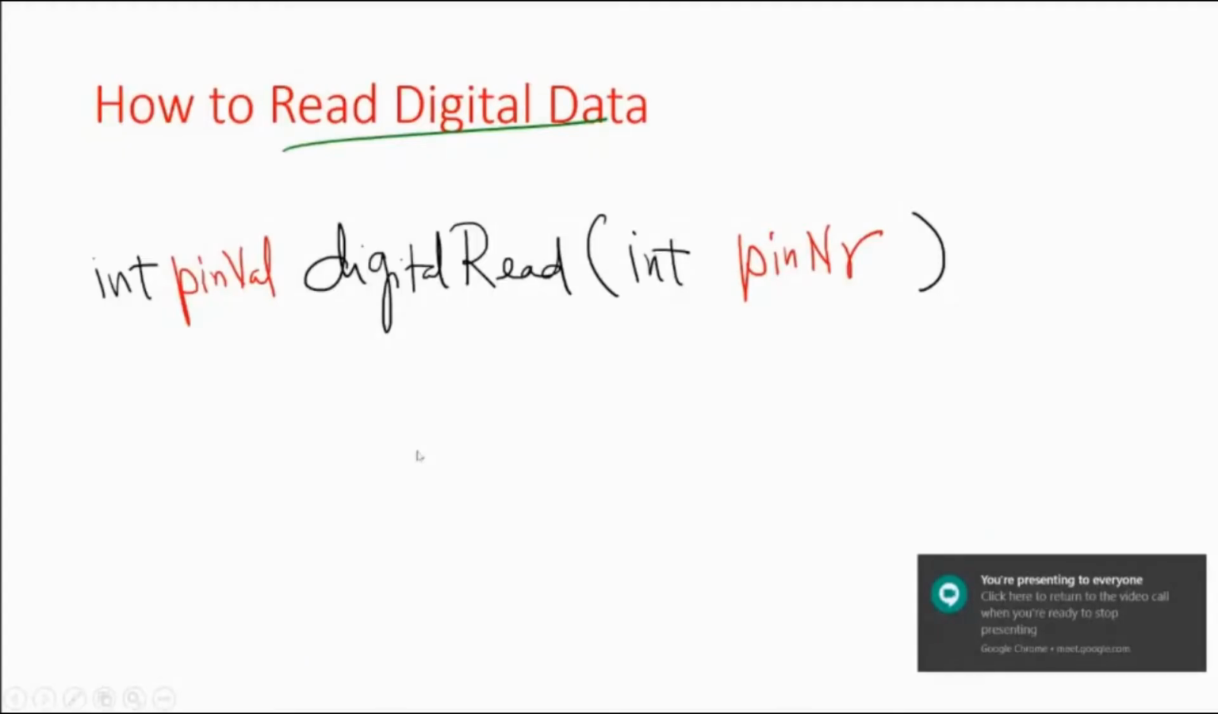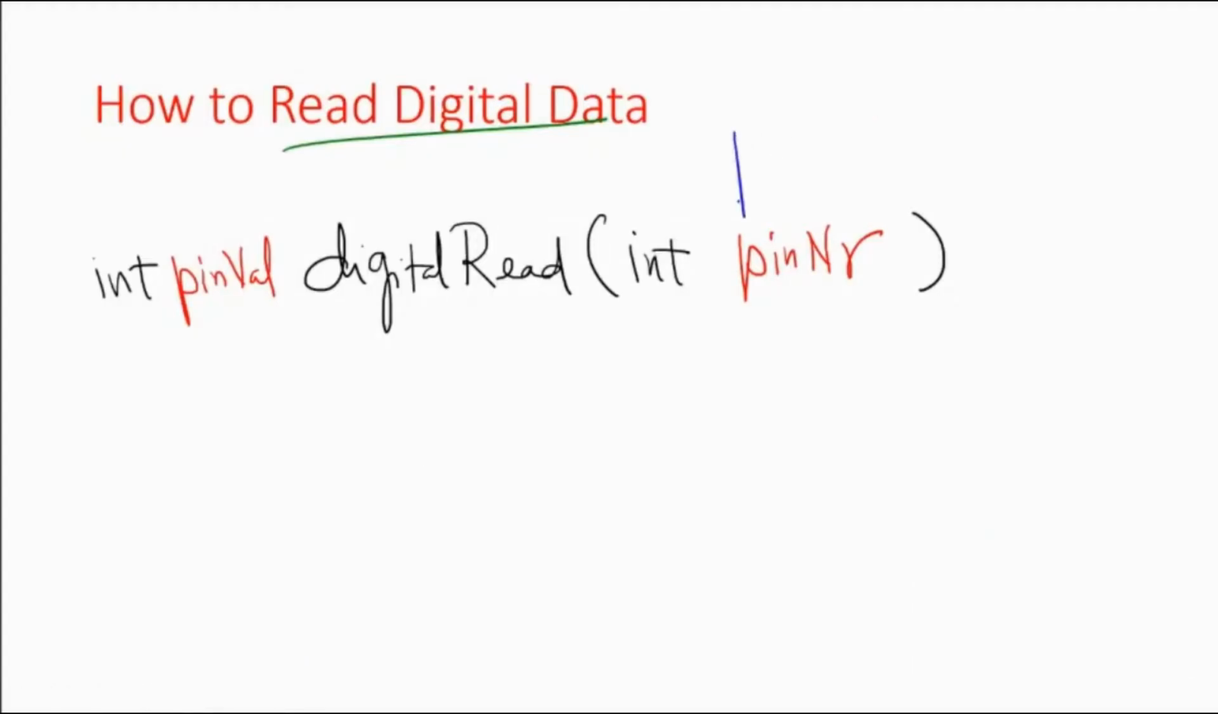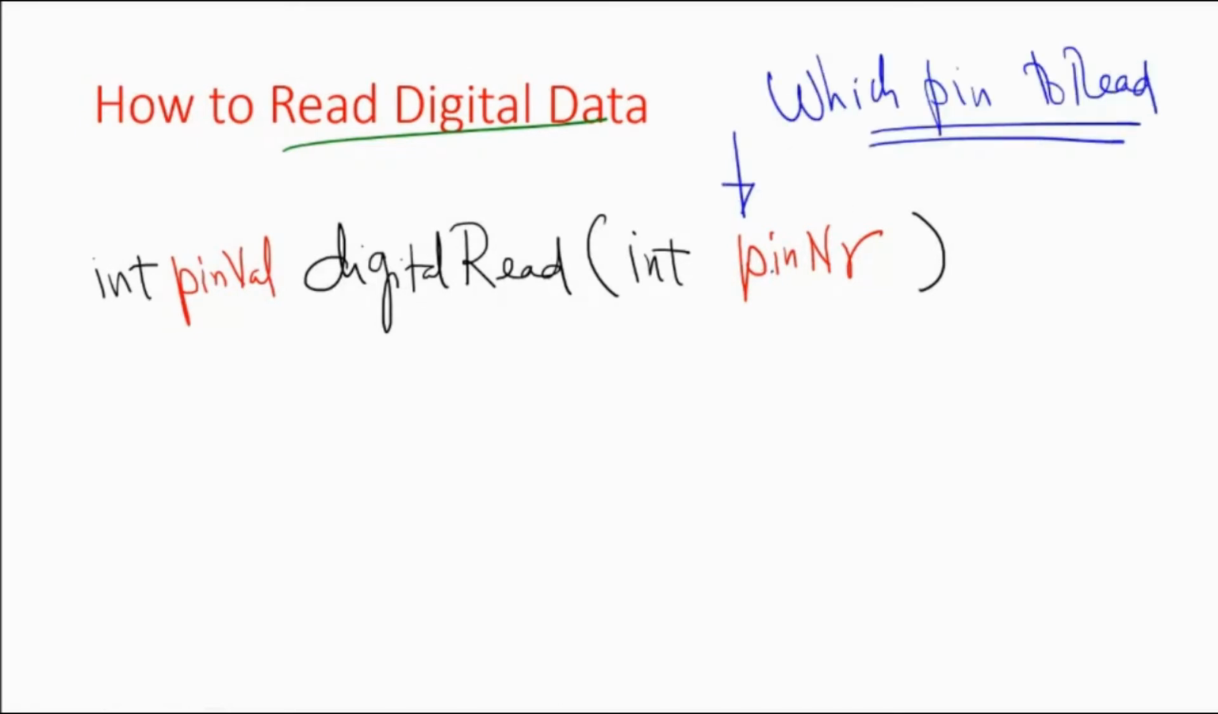So the digitalRead function takes an input. What is the input it takes? Which pin you want to read. That is the input that this function takes. What is the value it returns? The value of the pin.